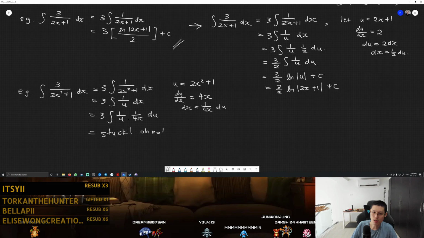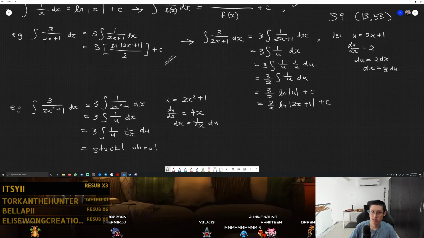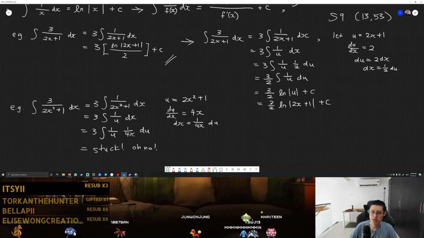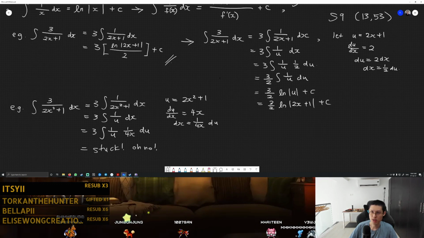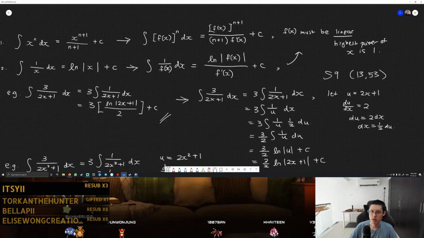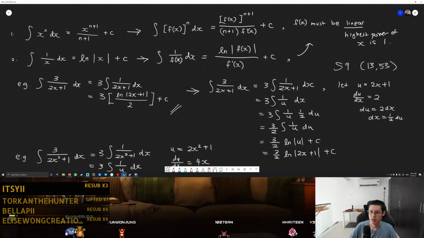Therefore, you can see that it has to be a linear function. If it's not a linear function, you would always end up with some variable, with an x in there, so you can't continue. Okay? So this only works if it's a linear function.